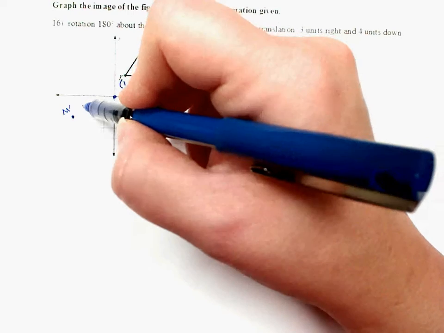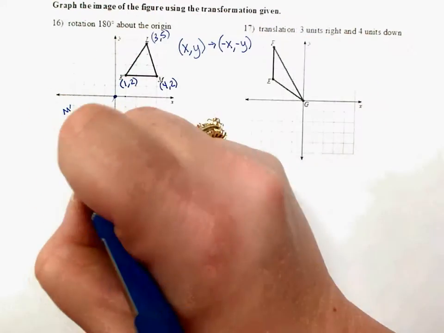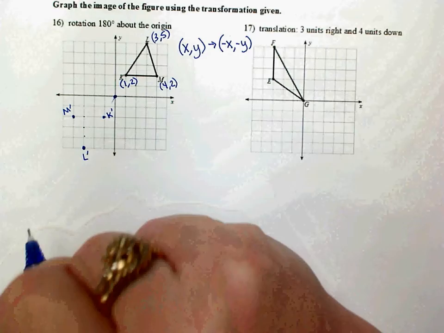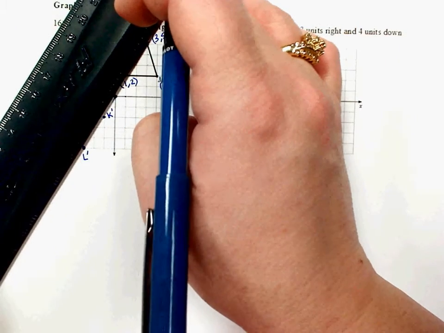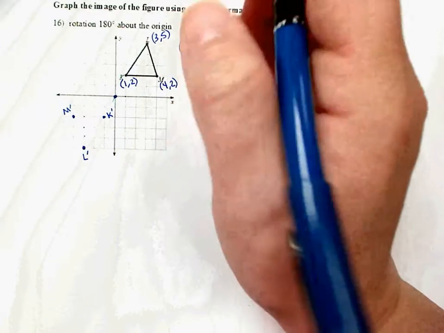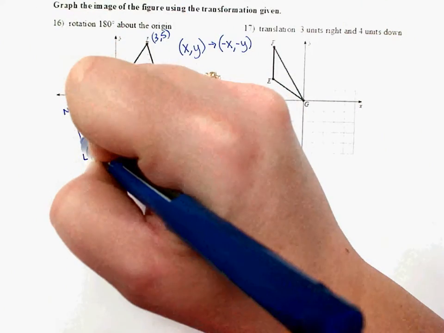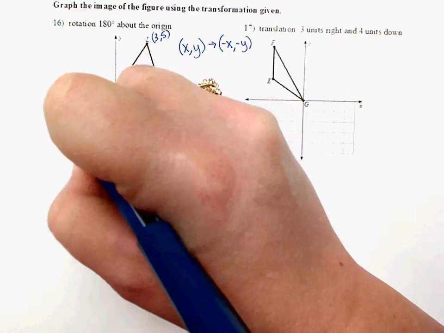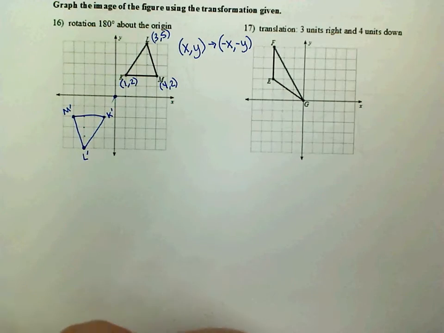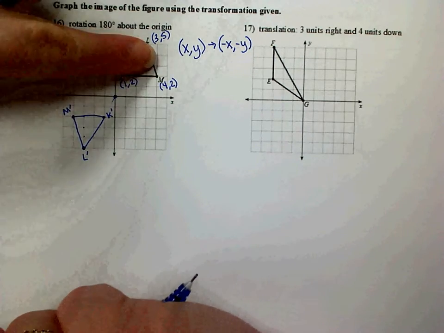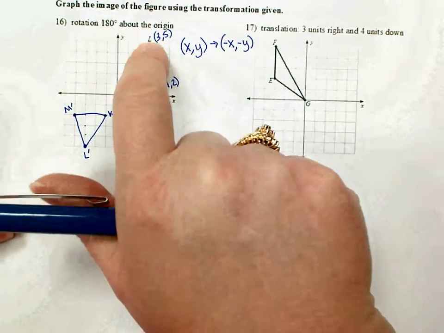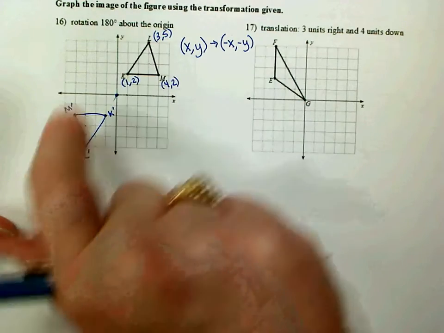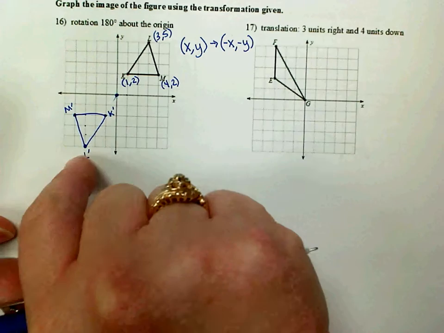-3, -5 puts my L prime right here. And again, I can check that L, the origin, and L prime are all in a line together, which they are. So I'm going to connect these 3 points, and that gives me my rotated triangle that has been rotated 180 degrees around the origin. So we can imagine this triangle went zoom and upside down. Remember, it's turning. So the L that was up at top is now at the bottom because it was turning as it was going around.